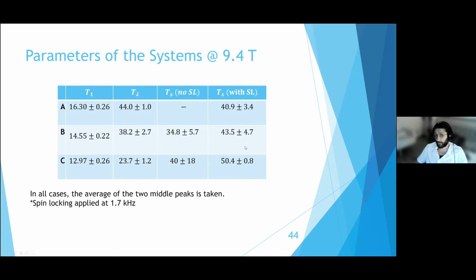Whereas for the singlet order proper with spin locking, and this is at the same field, you get a different behavior. So in this very inequivalent system, for example, the singlet order has this long relaxation time of 50 seconds, which is significantly longer than a T1, while T lambda is only about twice as long as T1. In the near equivalence case, they're almost indistinguishable within experimental error. But in intermediate equivalence, you get these strange effects.